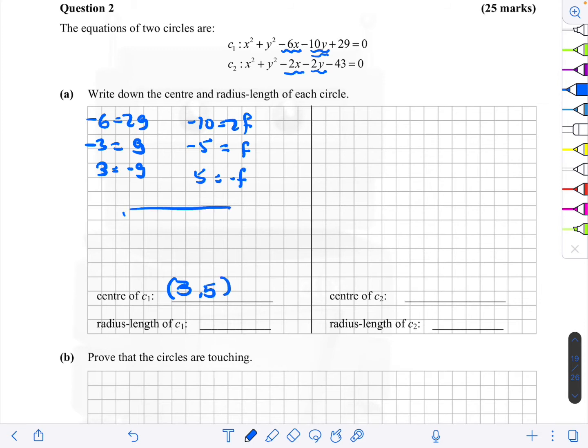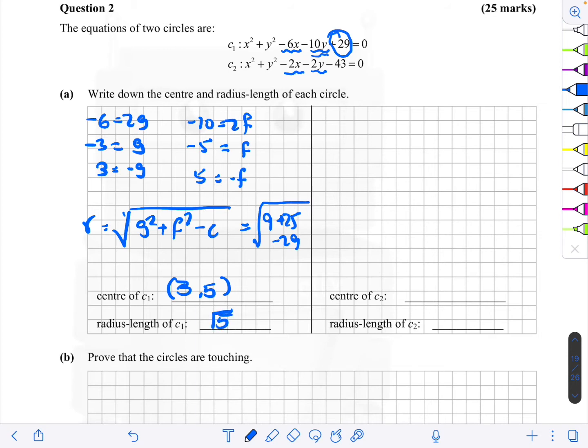For the radius, we use the formula: the square root of g squared plus f squared take c. And that equals the square root of, g squared is just 9, and f squared is 25, and take c, so c is 29, so we get minus 29. So 9 and 25 is 34, take 29 is 5, so root 5.